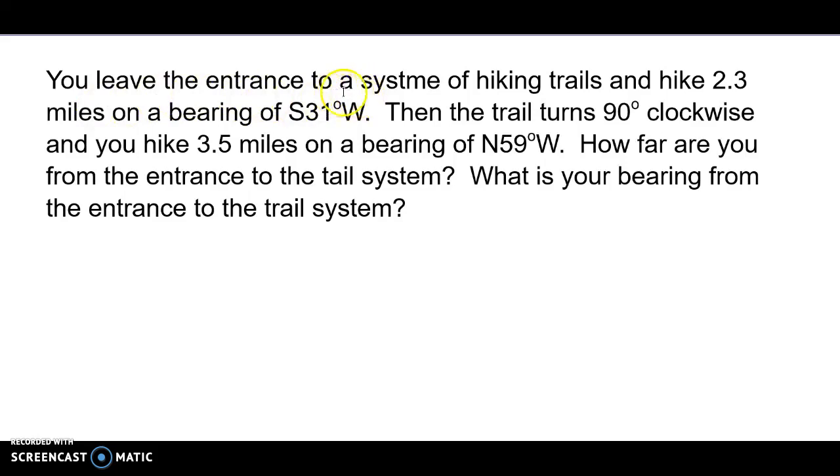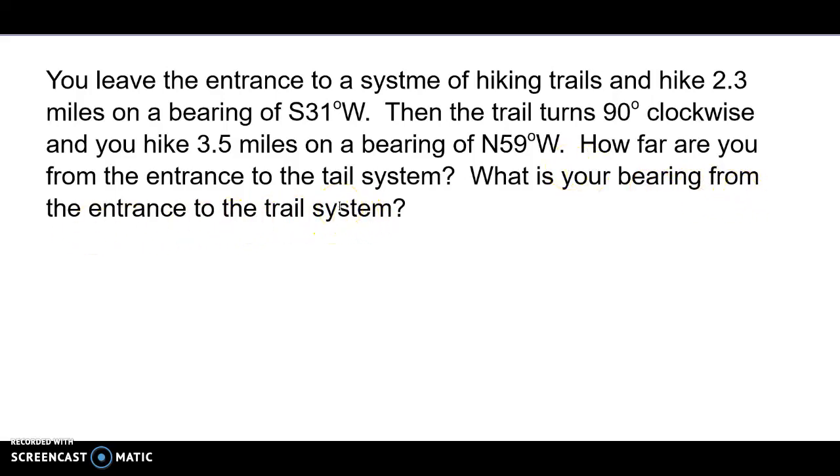You leave the entrance to a system of hiking trails and hike 2.3 miles on a bearing of south 31 degrees west. Then the trail turns 90 degrees clockwise. That's important. And you hike 3.5 miles on a bearing of north 59 degrees west. How far are you from the entrance to the trail system? What is your bearing from the entrance to the trail system?